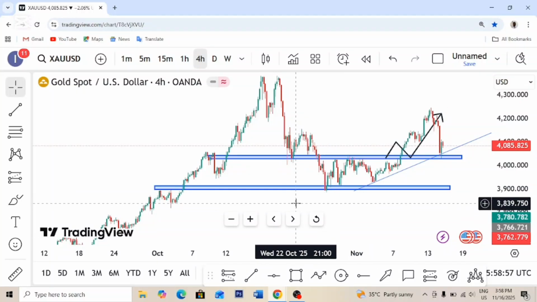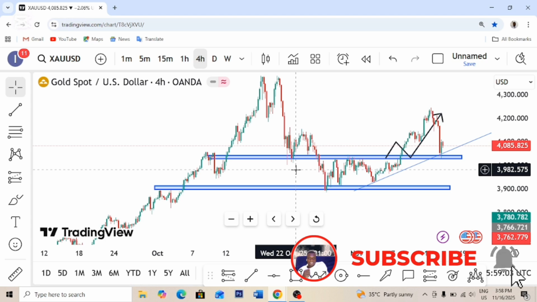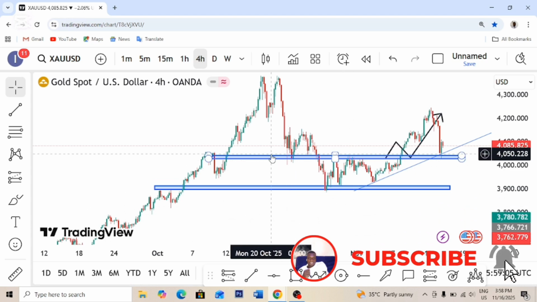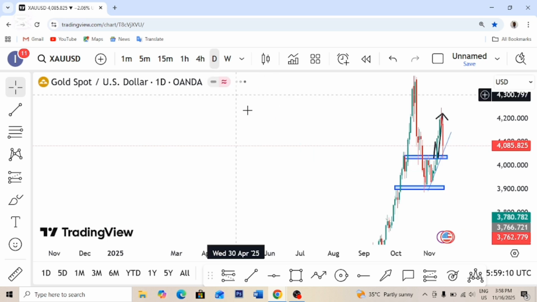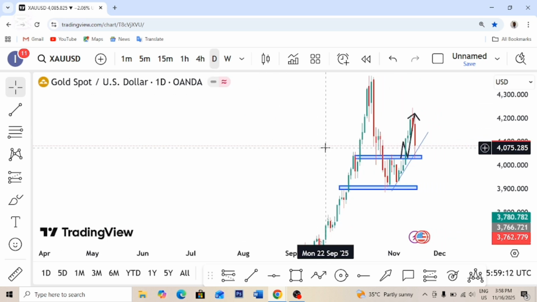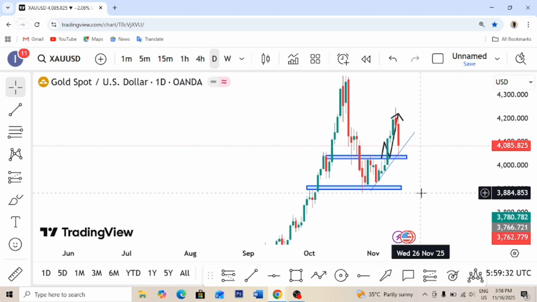In this video, I'm going to be sharing my analysis for this week on gold and also GBPUSD. Let's start on gold. Let's go on the daily time frame. Whenever you see a plain chart like this, the first thing is to try to identify the trend of the market, whether the market is bullish or bearish, or is the market ranging.